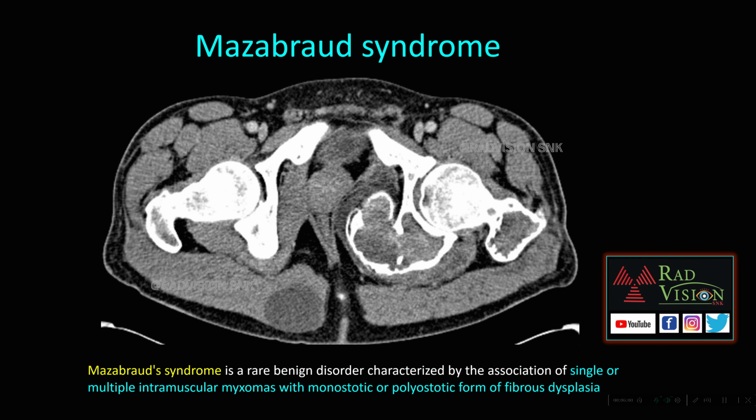syndrome. So Mazabraud syndrome is a rare benign disorder characterized by association of single or multiple intramuscular myxomas with monostotic or polyostotic form of fibrous dysplasia.